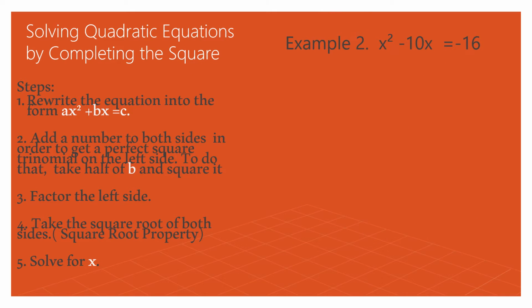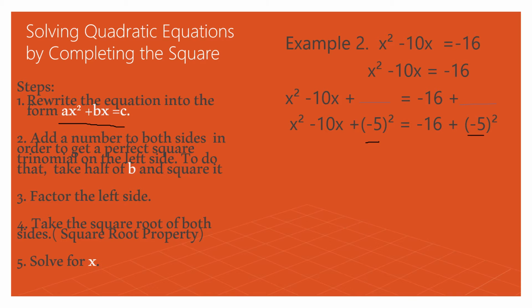Next. Ayan. X squared minus 10x is equal to negative 16. So, okay na yung form niya. Nakaganito na siya. So, ang gawin na lang natin ay mag-add na lang tayo ng number on both sides of the equation. So, ayan. Ano ang number na i-add natin? Kunin natin yung kalahati ng b. Ang b natin ay negative 10. So, negative 5 squared. Dito sa kabilang side, negative 5 squared din. So, ayan. Yan yung mga in-add natin.